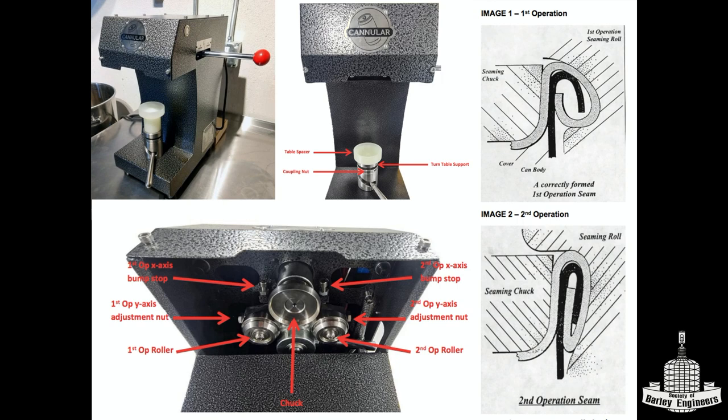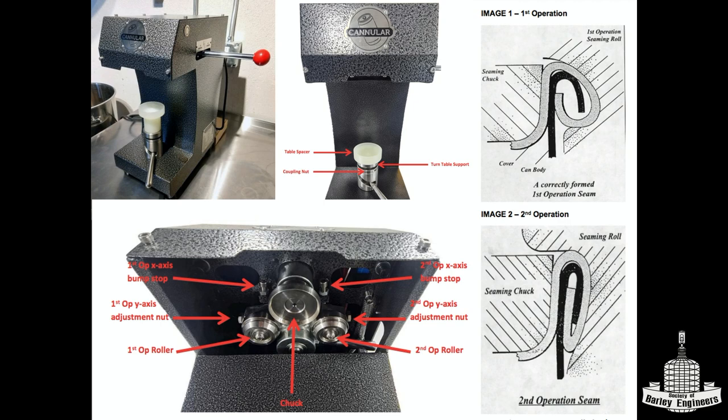Right out of the box, it works with their own cans, Cannular. It's like 16.9 ounces. So I did it that way, and sure enough, on the first batch, it worked completely fine. I never had to adjust anything or make any changes to it. And this is the business end of it. You're looking up at the bottom of it right here. The can fits right in here.